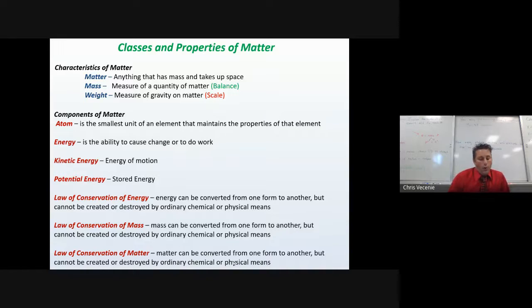All right. Molecules are made up of atoms that have lost their properties.